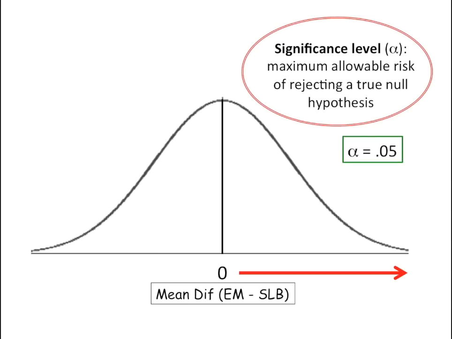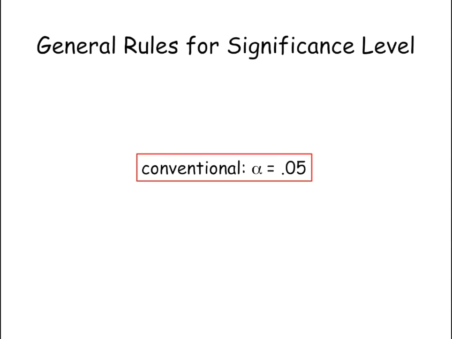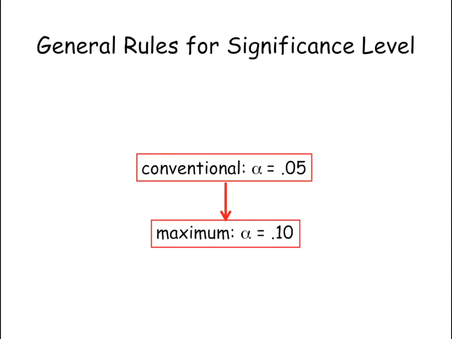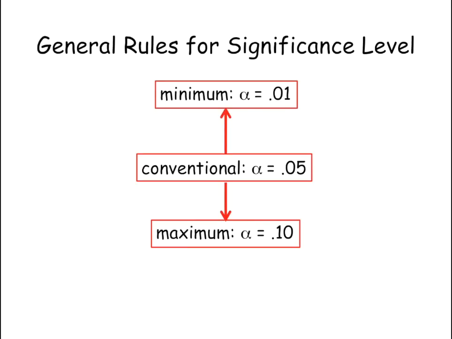The most common value is 0.05. This corresponds to the upper 5% of this distribution. Because there is only a 5% chance of getting results beyond this point when the null hypothesis is true, the researchers are fairly confident that the difference is real. 5% is the conventional value used for the significance level, but the significance level may be set as high as 10% and generally not any lower than 1%.